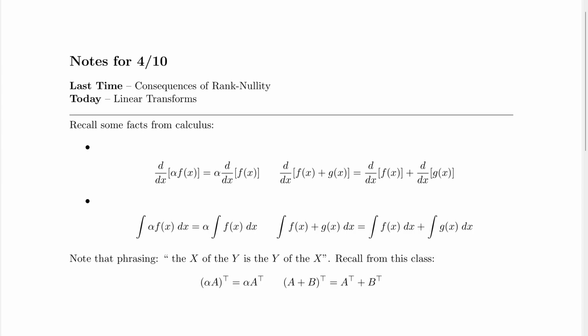Right. So let's capture this behavior that we see in these different settings of functions and matrices and give this a name. And obviously we already know what the name is going to be because I told you what the title of today is. All right, so let's set it up.